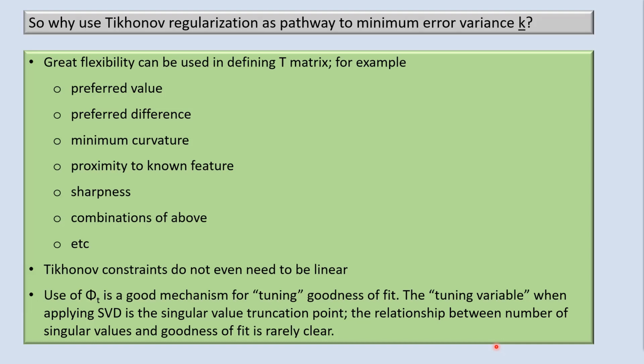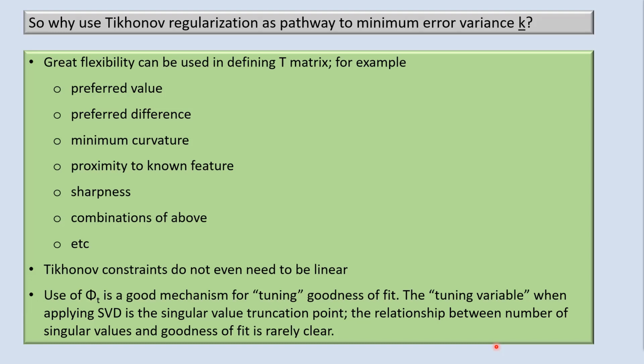We have so many options for how we formulate that T matrix, which provides the Tikhonov constraints. We can use preferred value, preferred difference, minimum curvature, as we've discussed. But there are many other options as well. And any option that we use should be designed to express what we know. Even though we don't know it exactly, this is our ability to exert some pressure on the inversion process so that the solution to the inverse problem is as much in accordance with what we would like it to be as possible.